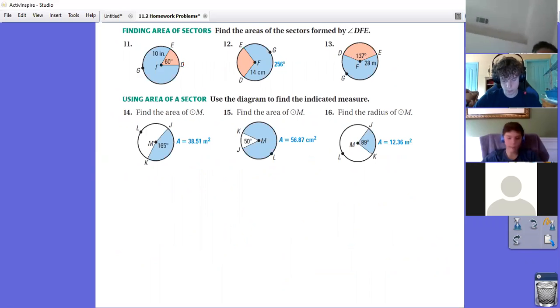All right, so let's go over 12 and 13. Number 12, find the areas of the sectors formed by angle DFE. So really, it wants you to find the area of the orange sector in number 12, and the orange sector in 13 as well. For number 12, it's giving you the angle measure here, which is 256, but you need to know the angle measure there. So for that one, 360 minus 256, you would get 104.